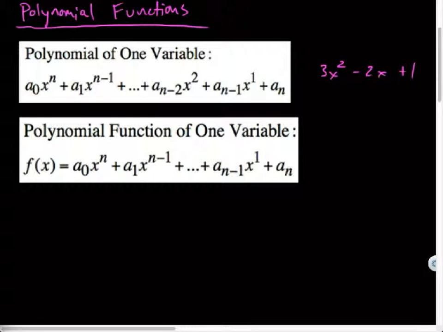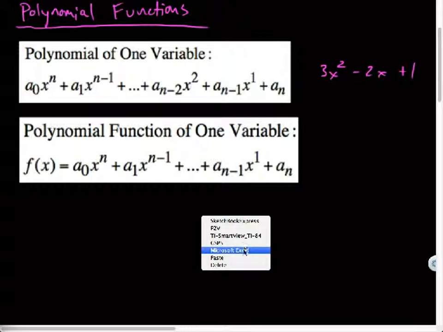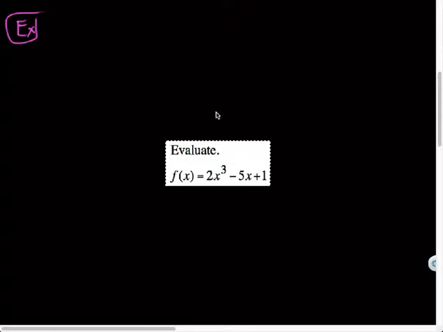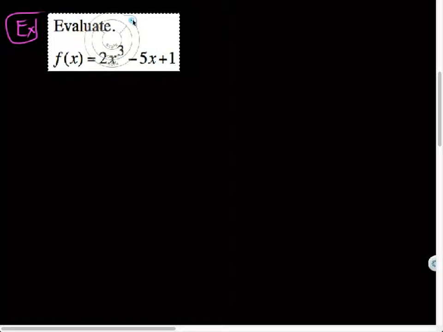It's the same sort of idea. So let's say I wanted to evaluate, let's do a little example, just to get some practice with polynomials and stuff. So here's my polynomial, and let's say I wanted to evaluate the following. Let's say I want to know what is f of 0.